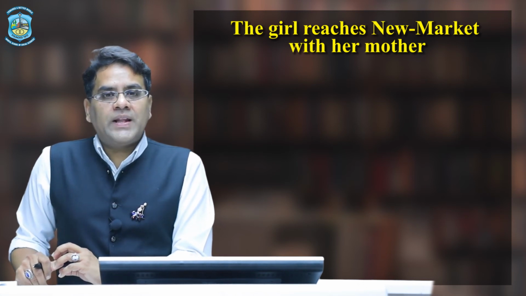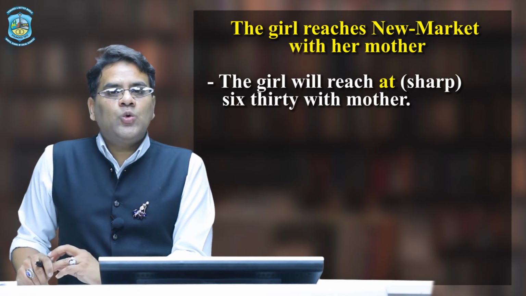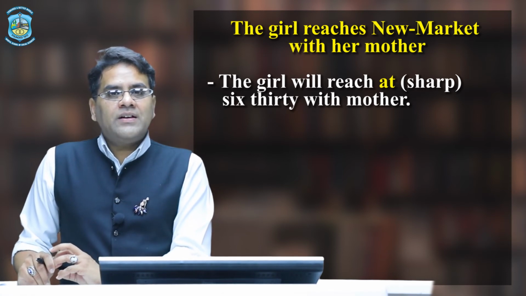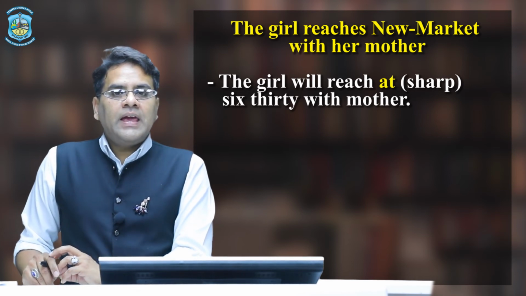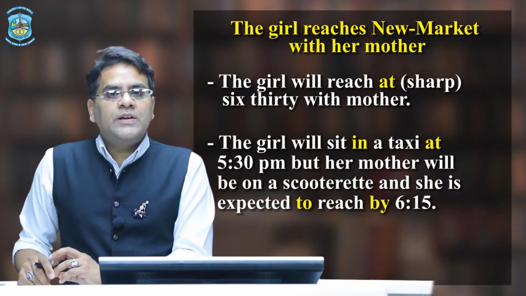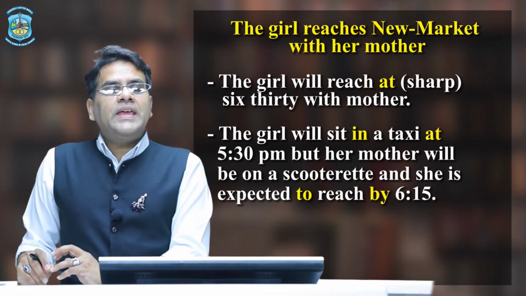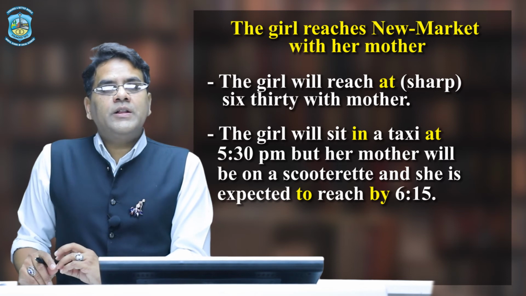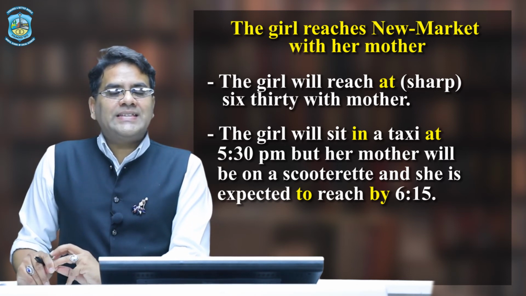Now, the fourth one: The girl will reach at sharp 6:30 with mother. Over here, I have used the time preposition at. And now the last statement: The girl will sit in a taxi at 5:30 p.m., but her mother will be on a scooterette and she's expected to reach by 6:15.